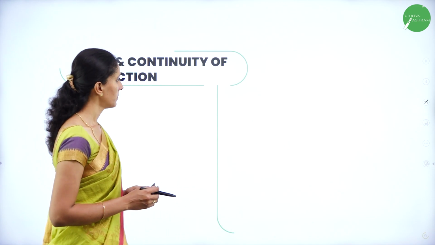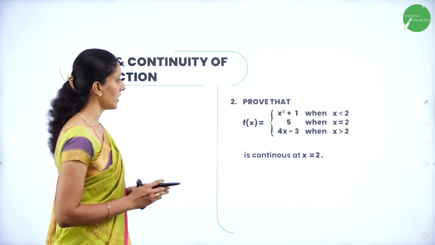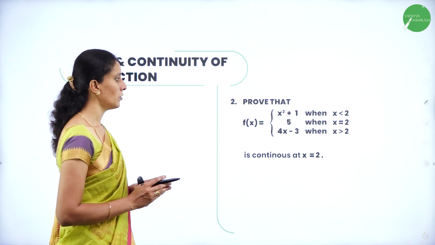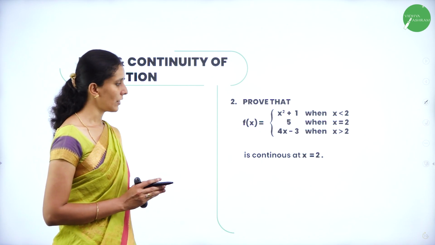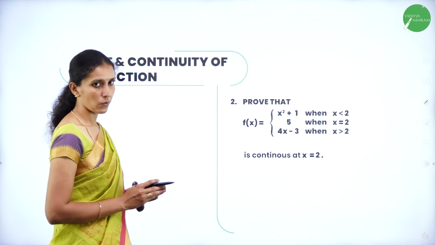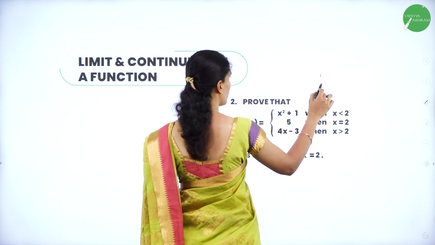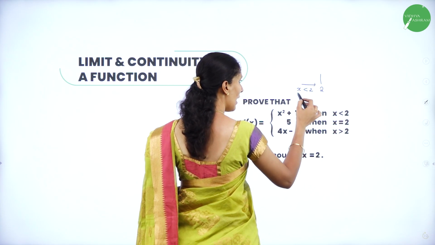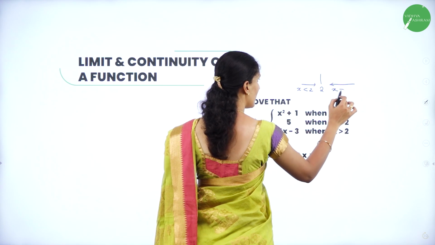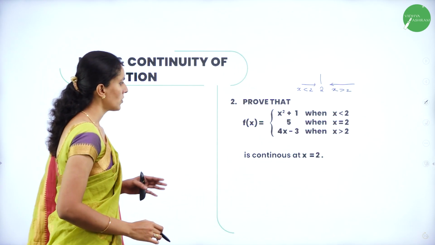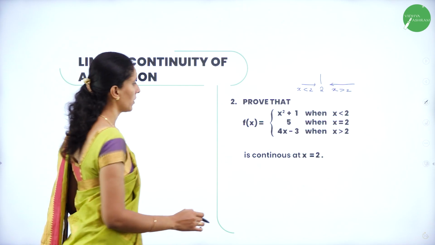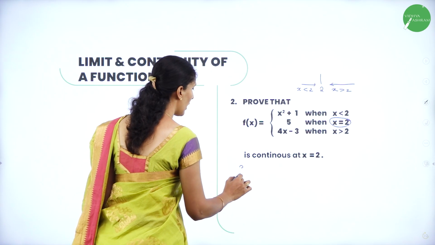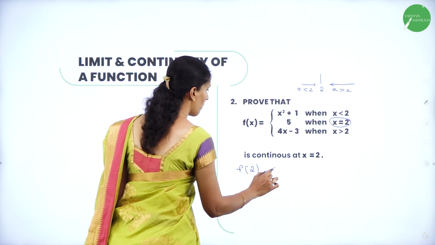So next question: prove that f of x is equal to x square plus 1 for x less than 2, 5 for x equal to 2, and 4x minus 3 for x greater than 2 is continuous at x equal to 2. If this is the point 2, then x less than 2 becomes your left hand limit and x greater than 2 becomes your right hand limit. So let's see first what f of 2 is. At x equal to 2, the value is already defined. So f of 2 is 5.